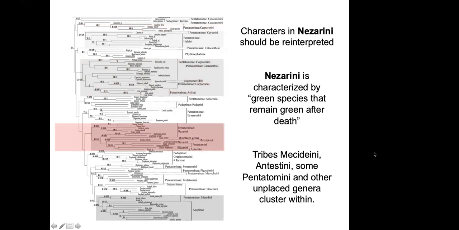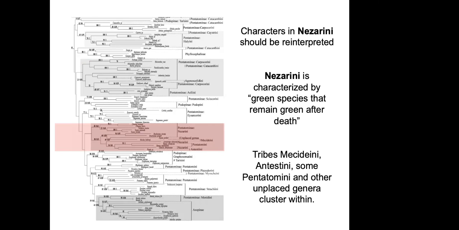On the other hand, we checked with the phylogeny that some of the characters that are currently used to determine tribes are actually not that stable or should be taken into account in a broader sense. This is the case of the tribe Nezarini, which is characterized by the species being green when alive and green when dead. This might sound a bit absurd, but according to the results we obtained on the tree, all species that are green in life and remain green in death clustered together in a monophyletic lineage.